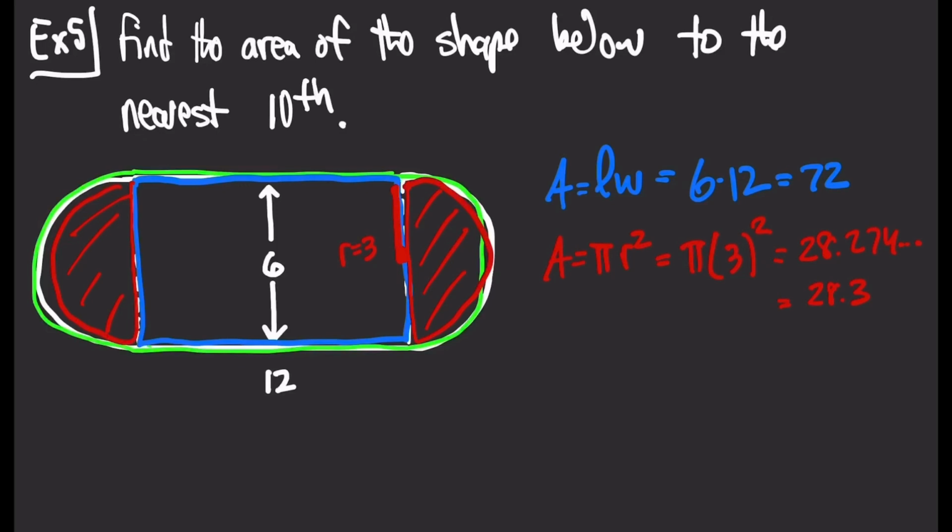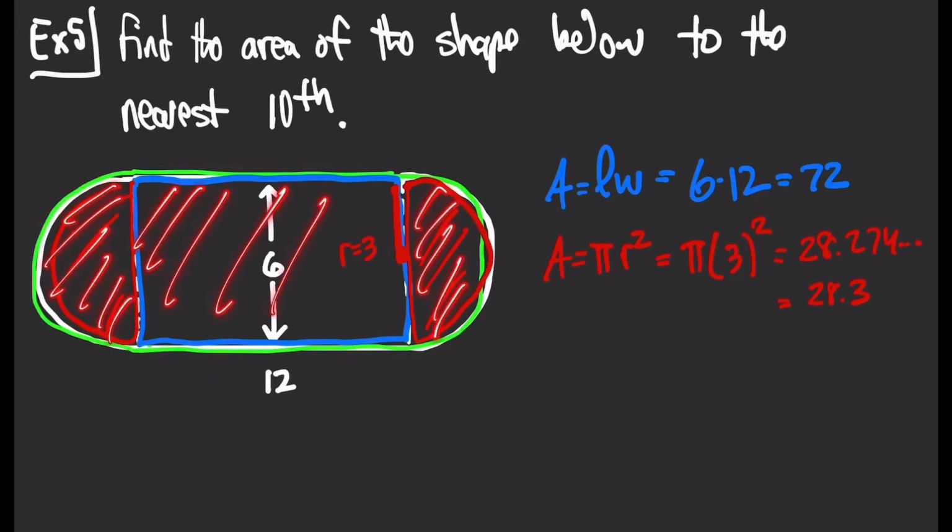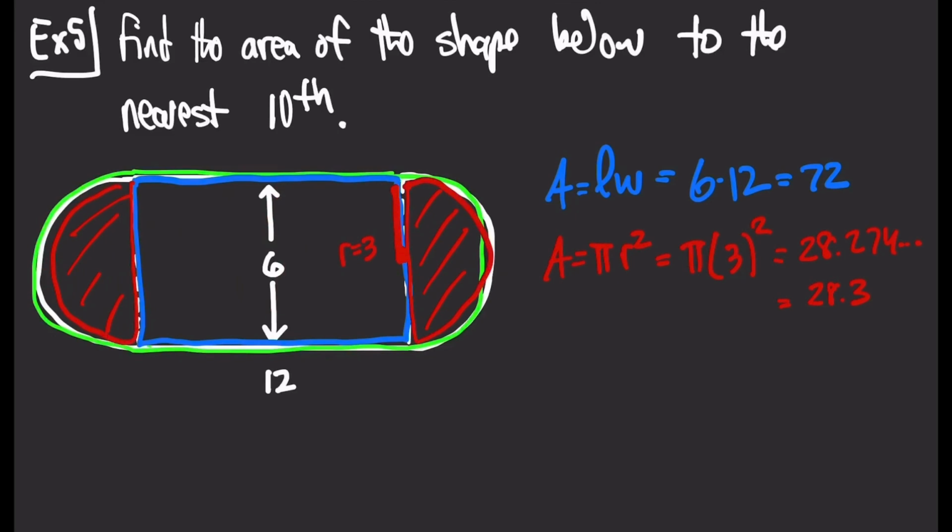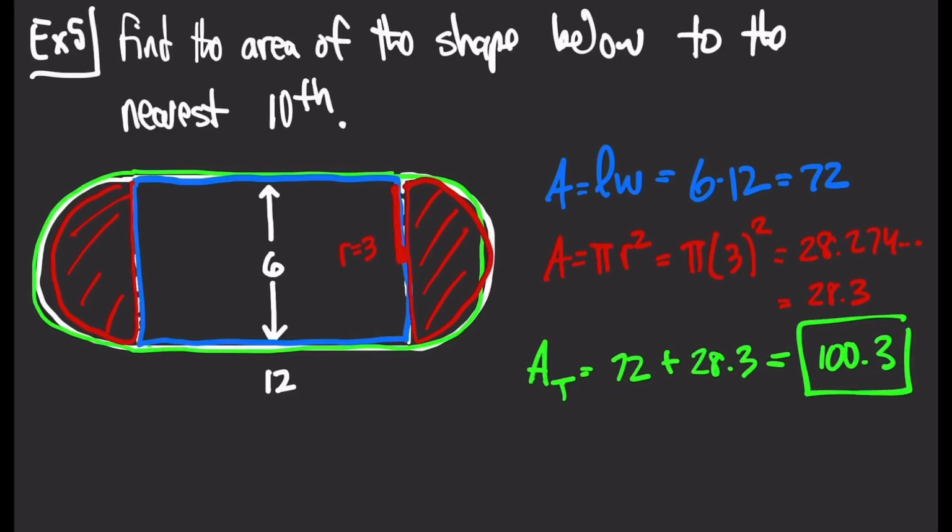So now again, real quick, before you deal with those numbers, just figure out, am I adding or am I subtracting here? Well, I'm adding, right? I'm taking these 2 pieces on the end, and I'm adding them to this area in the middle. So my total area is going to be 72 plus 28.3, and that gives you 100.3. So that's the area of the shape to the nearest tenth.